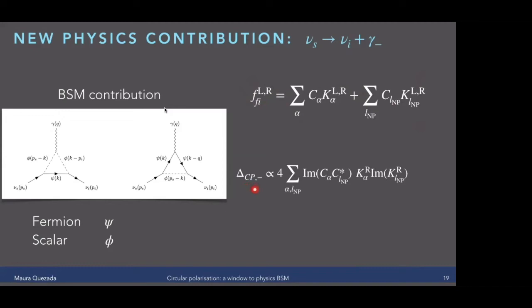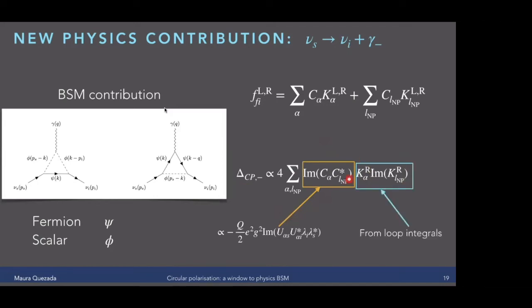And the delta CP, let's say for the case of production of negative circularly polarized photons, is going to be given in terms of, again, the same form, but now we have combinations of the standard model contribution and the new physics contribution. And as I said before, this term is going to be always real and positive. So the only thing we have to care about is this imaginary part. We have to compute this imaginary part now. So this is just going to be given like this.